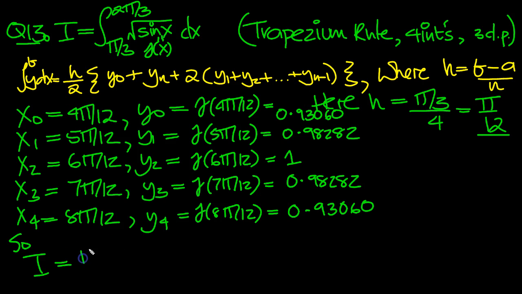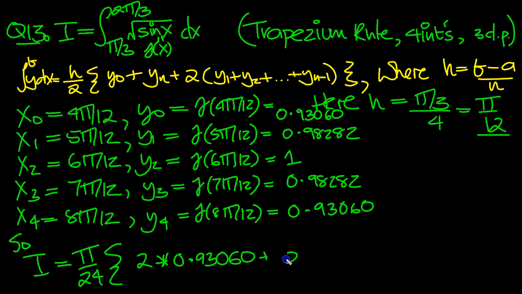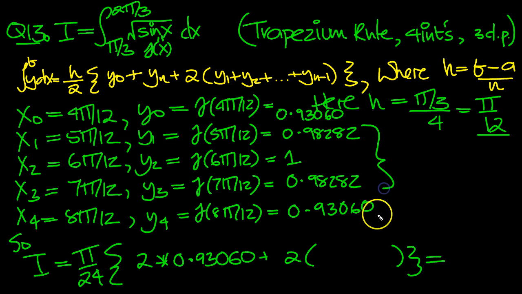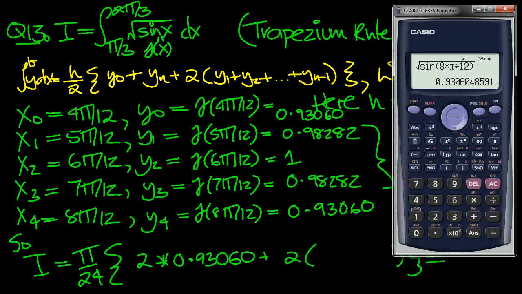So our interval value according to the trapezium rule, here it is here, h over 2. Pi over 12 over 2 is pi over 24, so let's put that down. The first and the last values added together, so that will be, this and that are the same, so it's just 2 times 0.93060 plus 2 lots of, and then what have we got here? Let's just work out that number in the calculator, close the bracket, and then we can put the final answer. So let's work out the middle terms and see it's 2 times all the middle terms. Here are the middle terms, there's 3 of them to add together.